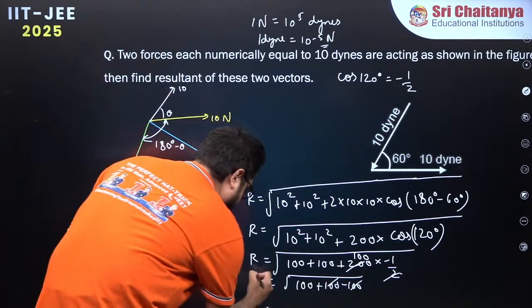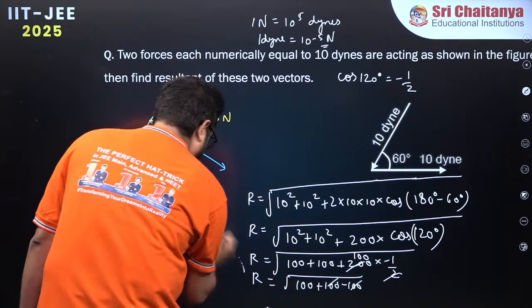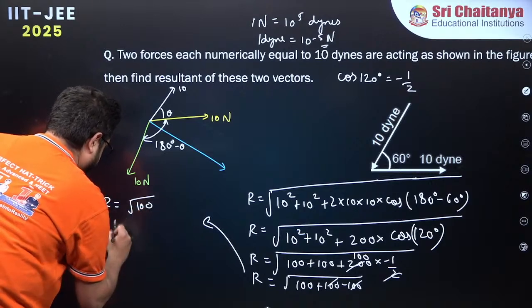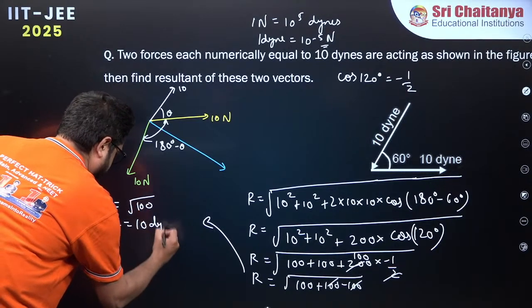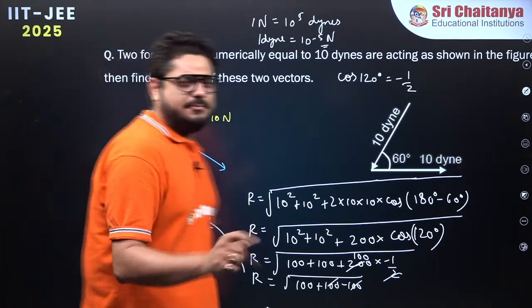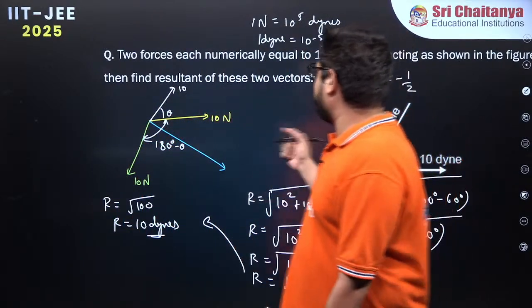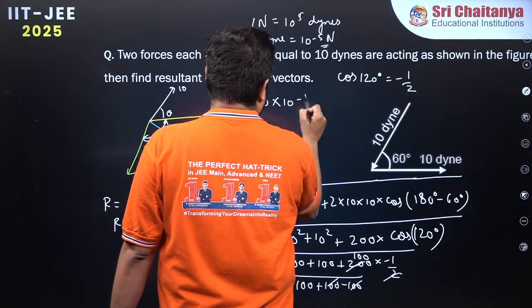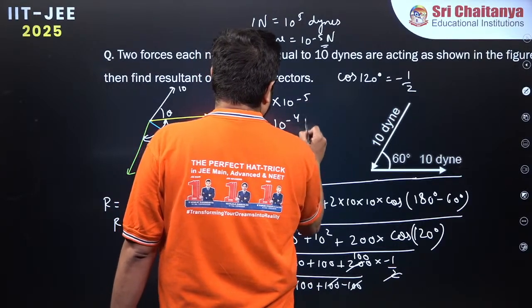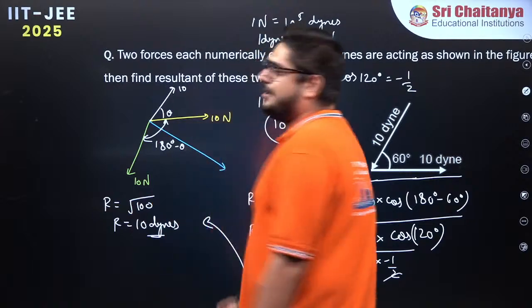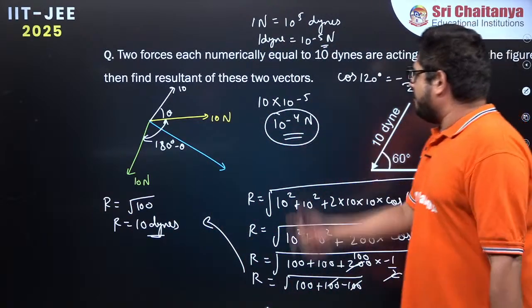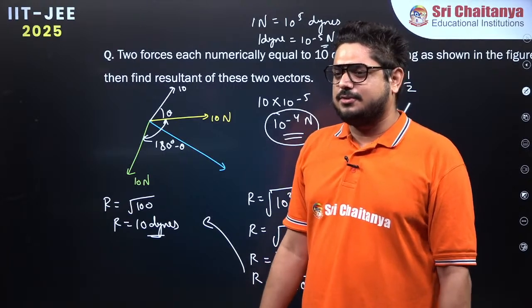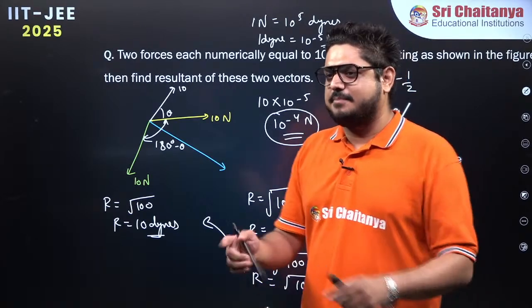You will be getting the resultant as the root of 100, which is equivalent to 10 dynes. So 10 dynes is going to be the answer to this question. You can convert it into newtons by multiplying with 10 to the power minus 5, so I get 10 to the power minus 4 newtons. Do you agree with this? Those in favor of 10 to the power minus 4 newtons can give a thumbs up and press the like button as well.